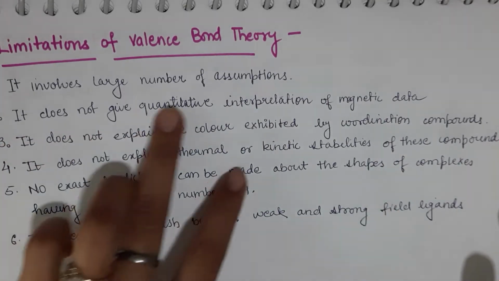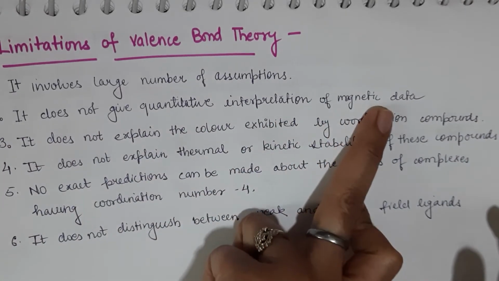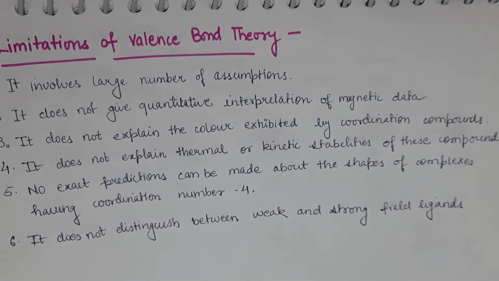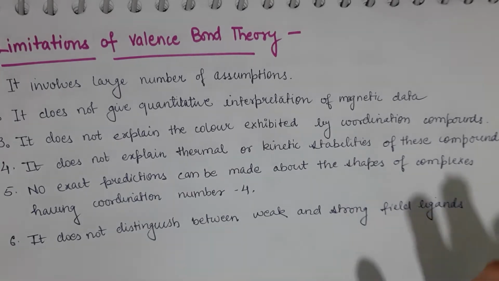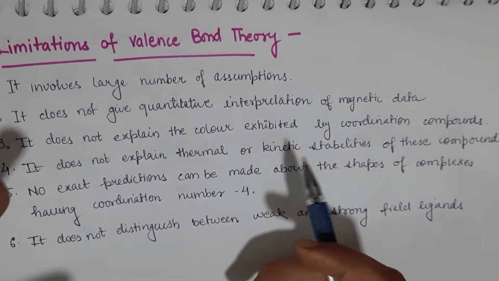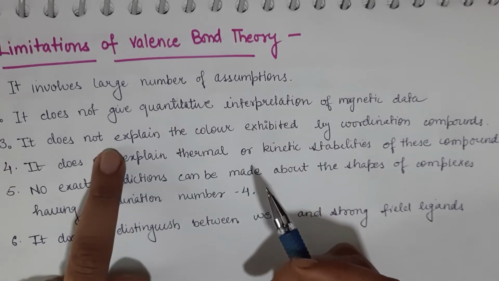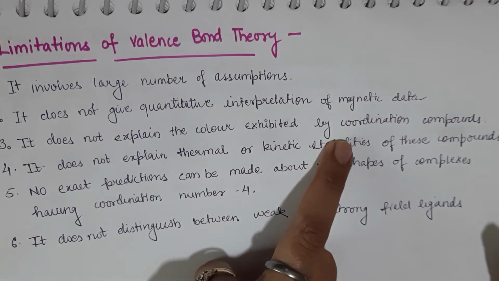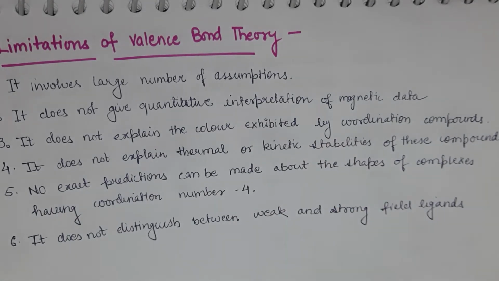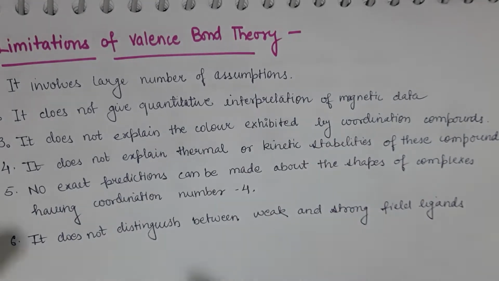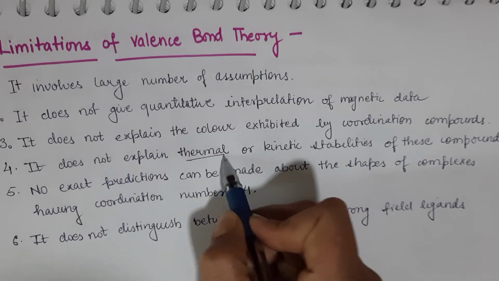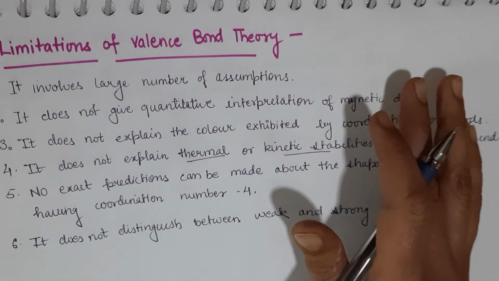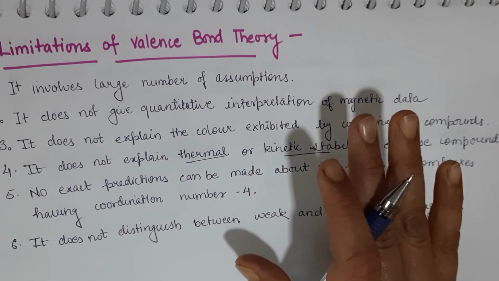It does not give quantitative interpretation of magnetic data. It only says that this compound is paramagnetic, but we have not seen the quantitative side. We are not calculating the magnetic moment here. It does not explain the color exhibited by coordination compounds, why this compound is purple, this compound is pink, that kind of thing. It does not explain thermal or kinetic stability of the compound. It does not deal with the stability of coordination compounds.